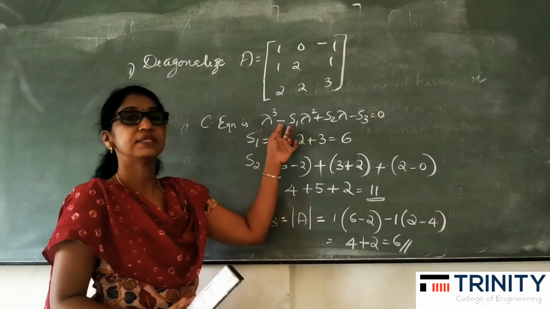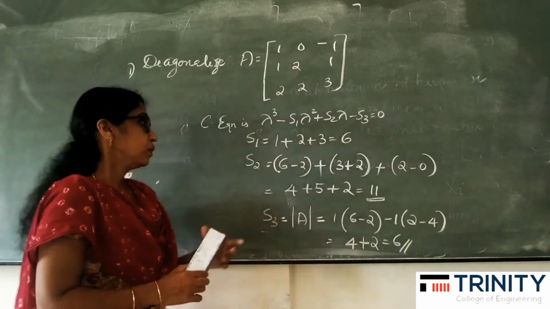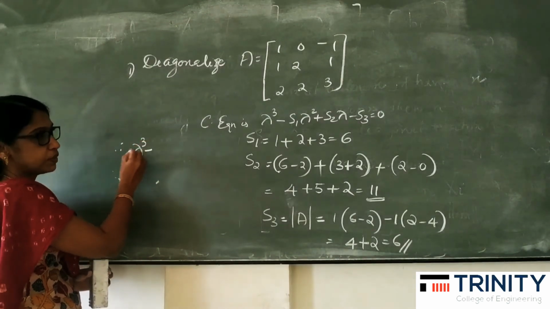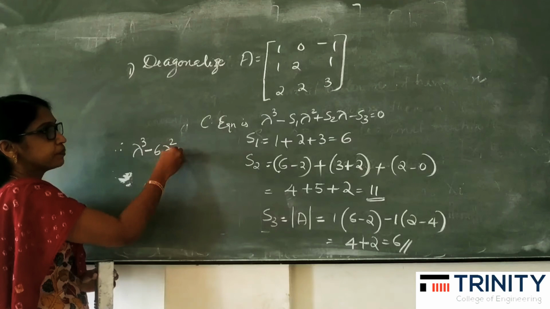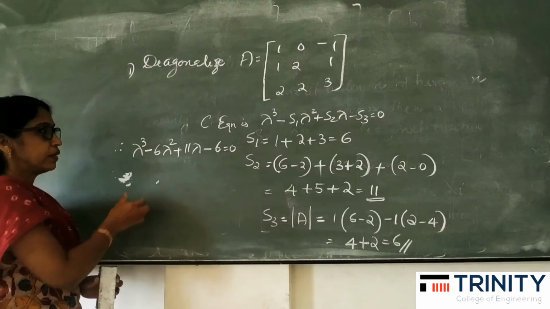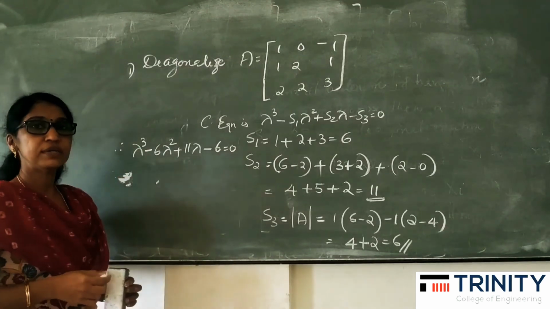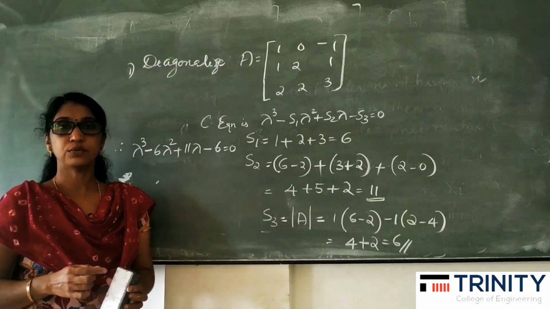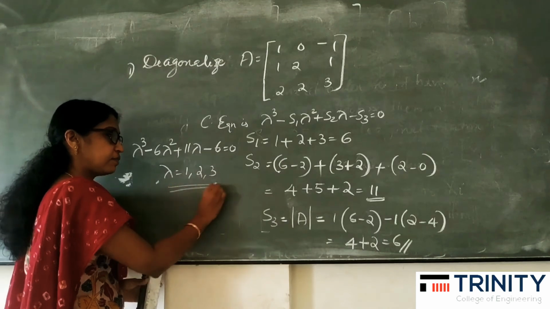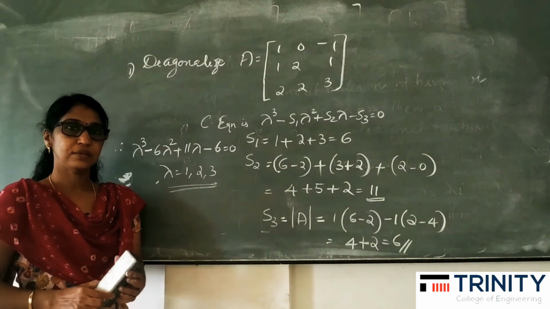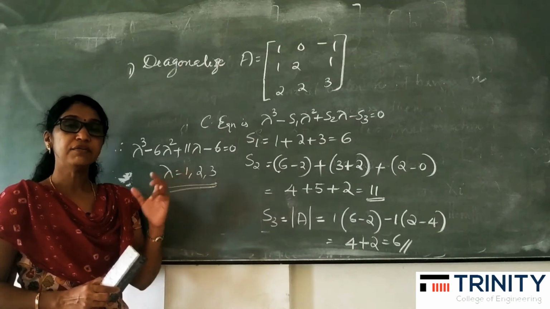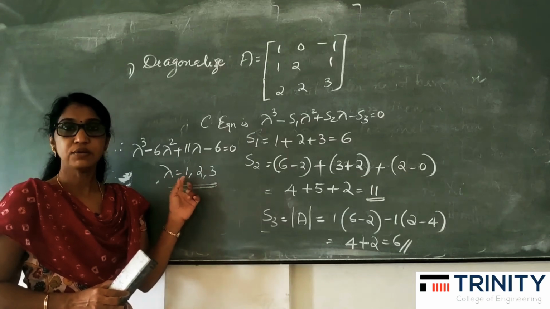Now we have to substitute these values in this characteristic equation. Therefore we get lambda cube minus 6 lambda square plus 11 lambda minus 6 is equal to 0. From this characteristic equation we can find the three roots, three values for lambda, and those values are lambda equal to 1, 2, 3, which we can find using a calculator. Now we have to find the eigenvectors corresponding to these lambda values 1, 2 and 3.